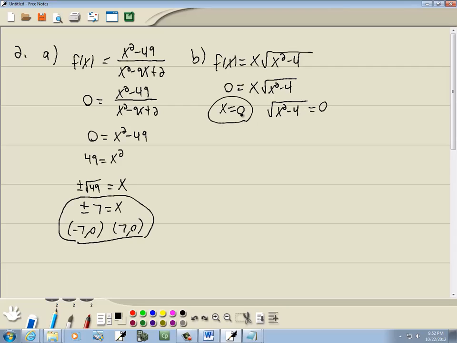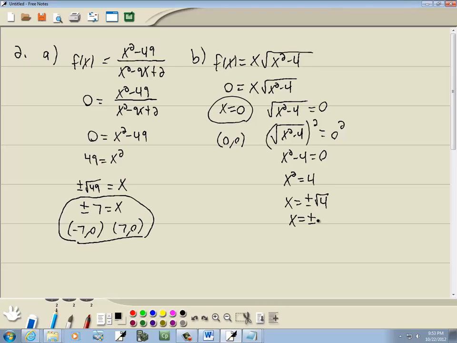Now, of course, that's done. We could write it in point form if we wanted, 0, 0. Now for this one, we square both sides, and we get x squared minus 4 equals 0, so x squared minus 4 is equal to 0. I'm going to take the negative 4 over to the right side and it becomes a positive 4. With the square root property, drop our squared, put a plus or minus square root around the other side. And 2 times 2 gives you 4, so x is equal to plus or minus 2. And again, if you want to write it in point form, that's fine. It'd be negative 2, 0, and 2, 0.